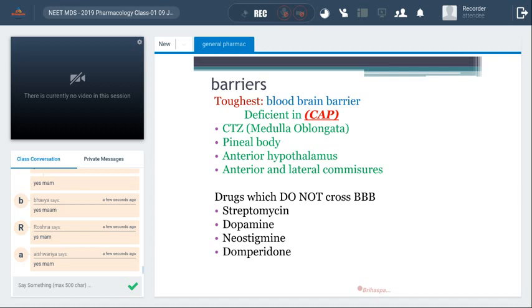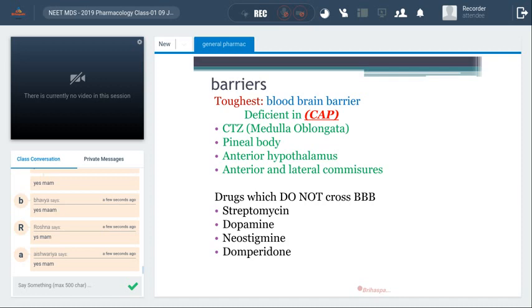Now, what are the deficiencies? You can remember the mnemonic S cap. You all would have read in physiology the blood-brain barrier deficiencies, right? So remember the mnemonic cap. You have CTZ, that is chemoreceptor trigger zone, which is there in the medulla oblongata. Then you have pineal body, P for P. Then A, you have both anterior hypothalamus and anterior and lateral commissures. So these are the 4 deficiencies in the blood-brain barrier through which any molecular drug can pass through. I repeat, chemoreceptor trigger zone, anterior hypothalamus, anterior and lateral commissures, and pineal body.